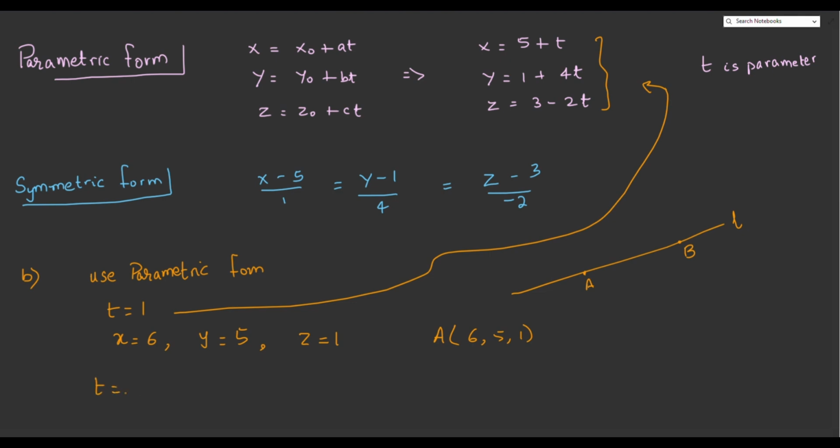Similarly, you can choose any other value of t. Let's choose t = -1, and then x will become 5 - 1, which is equal to 4, y = 1 - 4, which is equal to -3, and z = 3 + 2, since minus minus becomes positive, which is equal to 5. So that is another point. We can call this B, and its coordinates will be (4, -3, 5).